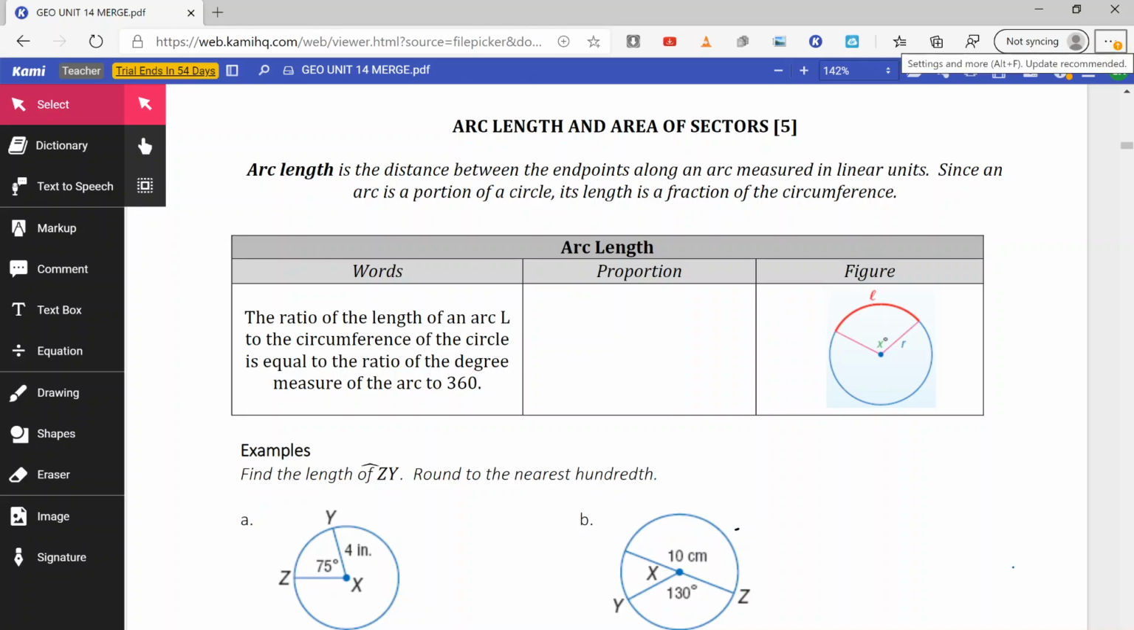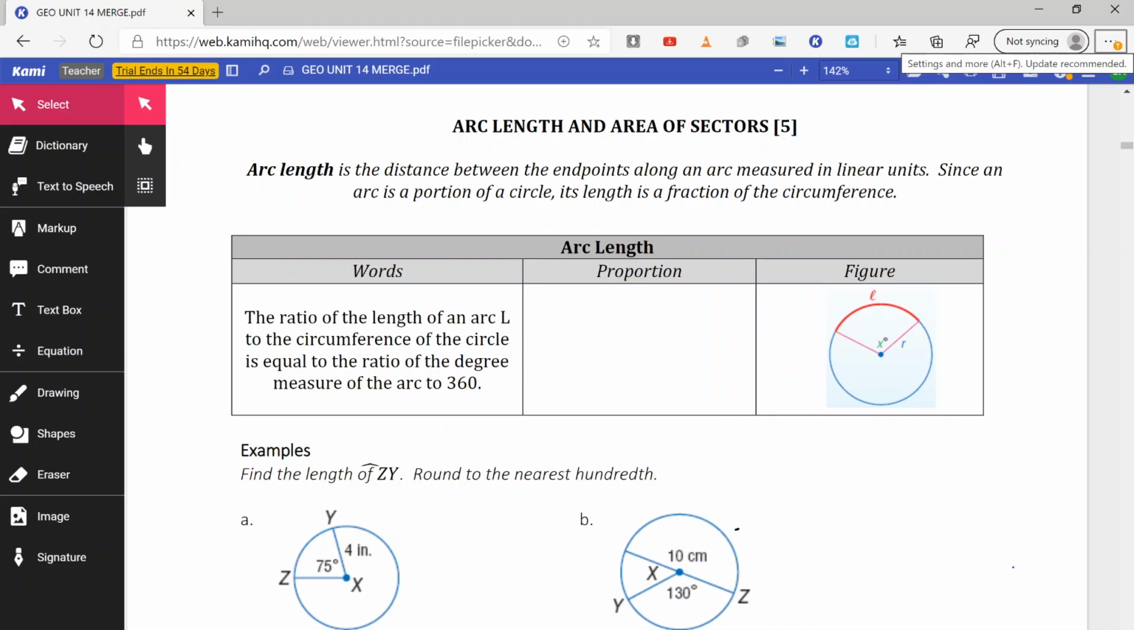Now that we've got a basic view of what circles are composed of in terms of arcs and inscribed angles and diameters and central angles, we're actually going to get into a little more nitty gritty here with what's known as arc length and area of sectors. So, what the arc length is, it's the distance between endpoints along an arc measured in linear units.